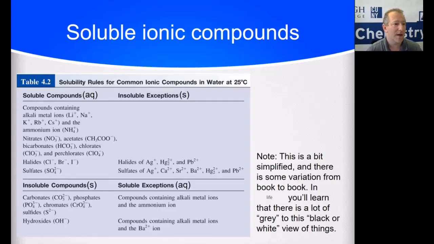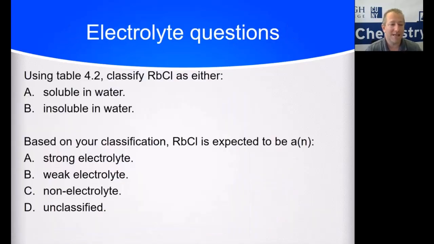Okay, so I think I have a question for you here on the next slide. Using that table, and I will put it back up for you, classify rubidium chloride as either soluble in water or insoluble in water. And then based on your classification, decide whether rubidium chloride is a strong, weak, non-electrolyte or unclassified. I will put the table back up so that you can see it. Here we go.